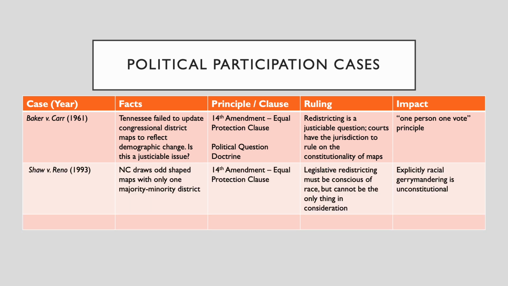Shaw versus Reno in 93 was the question of racial gerrymandering, because North Carolina had drawn a bunch of oddly shaped maps and produced only one majority-minority district, even though there's a bunch of racial and ethnic minorities in North Carolina. And so there's a lawsuit over that. And the court ruled that legislative redistricting has to be race-conscious, but cannot be only determined by race, right? So you cannot draw districts purely based on racial gerrymandering.